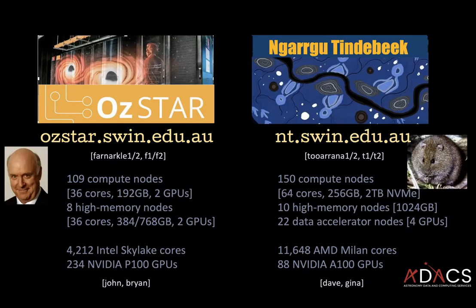And the nodes without GPUs are called Dave 1, 2, 3, etc. And the GPU nodes are Gina 1, 2, 3, and so on. So that's, I guess, a key architecture difference between OzSTAR and Ngagu Tinderbeek: with OzSTAR, we tried to keep the nodes pretty much the same throughout, with 2 GPUs in all nodes. We moved away from that with Ngagu Tinderbeek, and now the GPUs are concentrated in high density GPU nodes, and we have a large number of CPU only nodes.